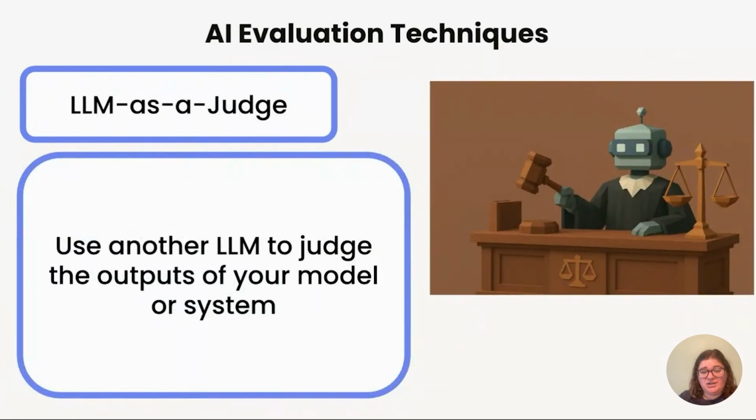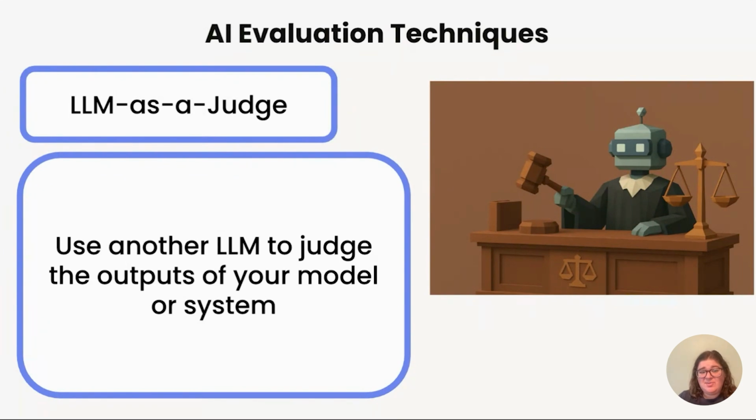I love this little picture of our little judge robot. As I mentioned, this is where you use another LLM to judge the outputs of your model or system. These are especially good in cases where you do have a correct answer because it's really easy to spot the difference. But they're also pretty good at evaluating these rubric-based criteria.